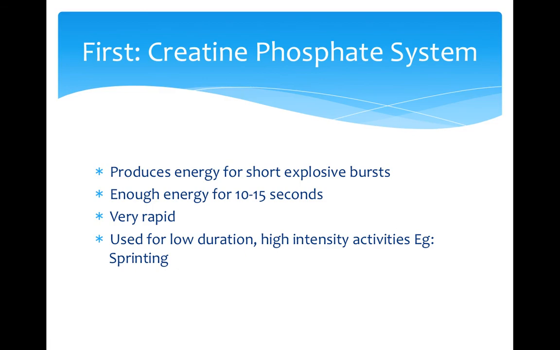Now our first energy system is the creatine phosphate system, also known as the ATP-CP system. Now it produces energy for short explosive bursts, enough energy for 10 to 15 seconds. Very rapid, used for low duration, high intensity. The reason this energy system is so short in its duration is because it relies on stored energy.